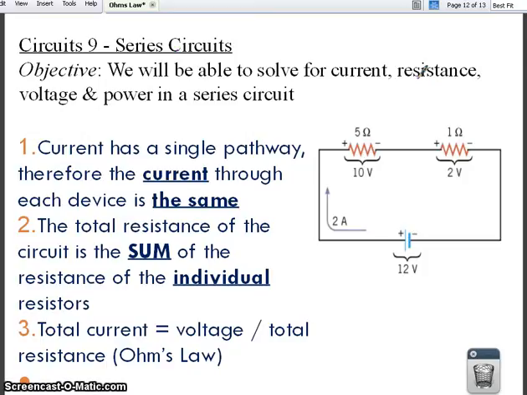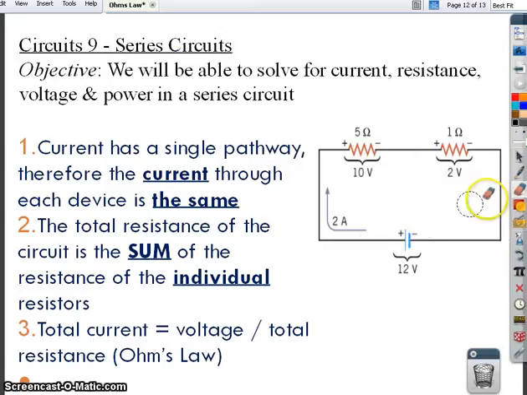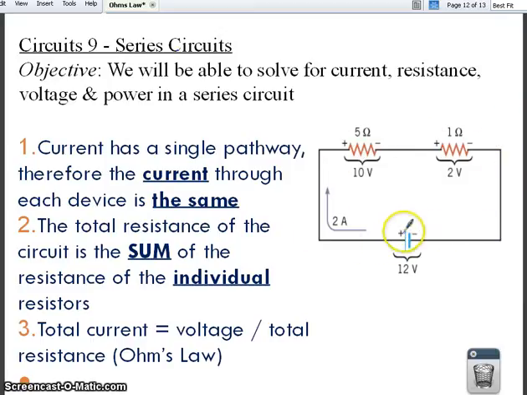In a series circuit, current has a single pathway. Therefore, the current through each device is the same. So, first off, let's talk about that. Series has a single pathway. Notice this battery here. There's one path to go down. There's no branching off and going down different paths. It's just one single pathway from the positive terminal to the negative terminal. One pathway.